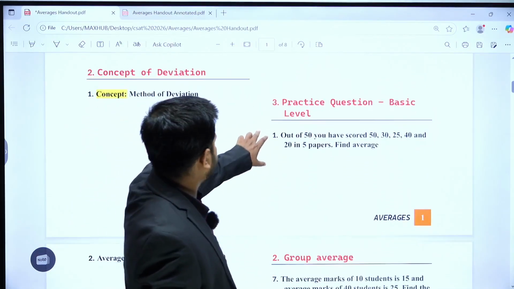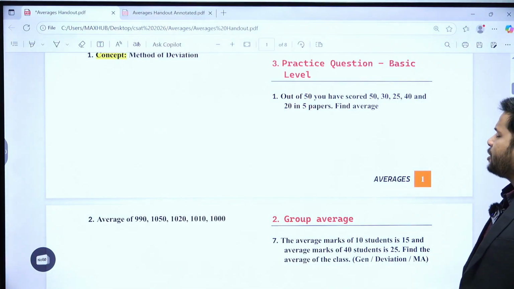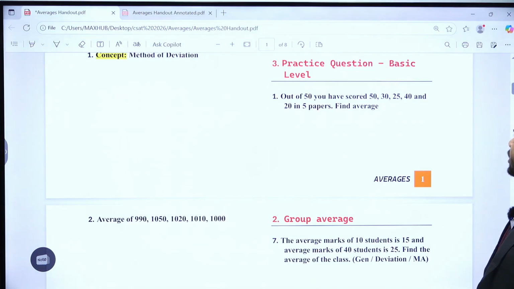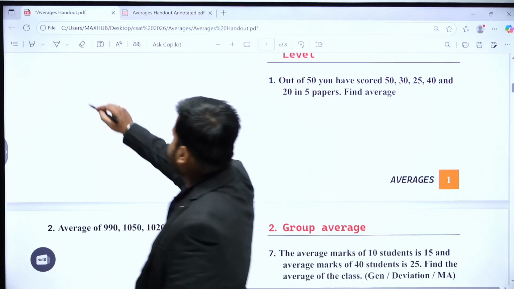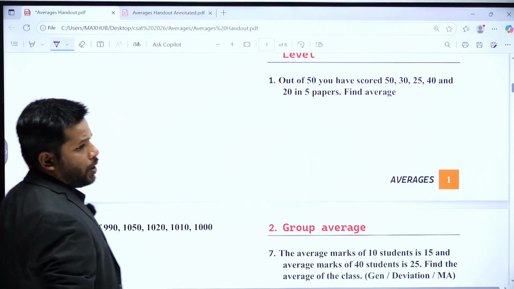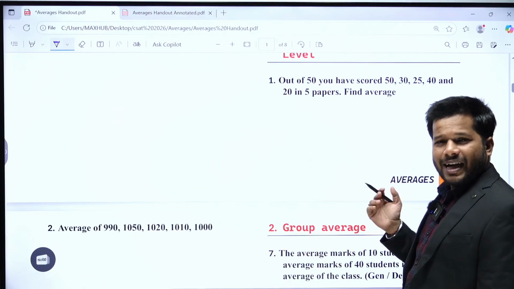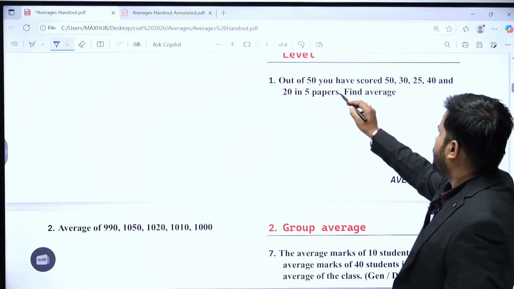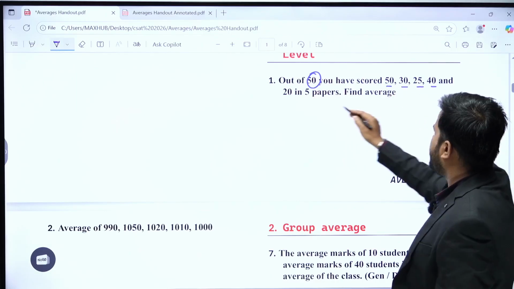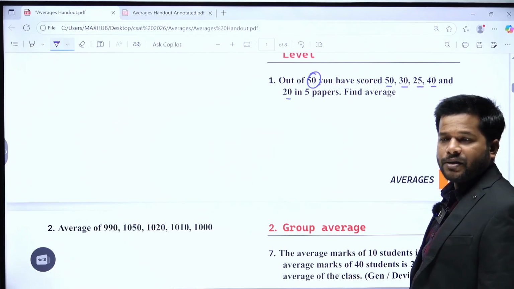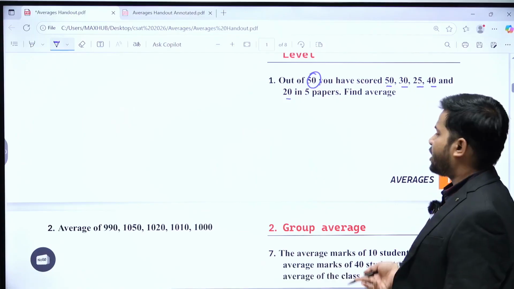Now let us come to the practice question. We have completed this much. We are into theme 3, that is the practice question. That is a basic level question. Out of 50, you have scored 50, 30, 25, 40 and 20 in 5 papers. Then find the average. These are basic level questions so that this acts as a foundation when you enter into the topic. Either you can add them and do the division part, but you can do that part.